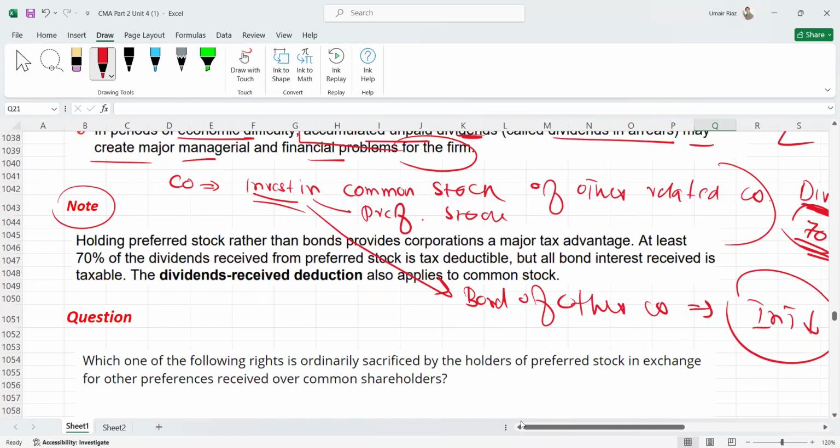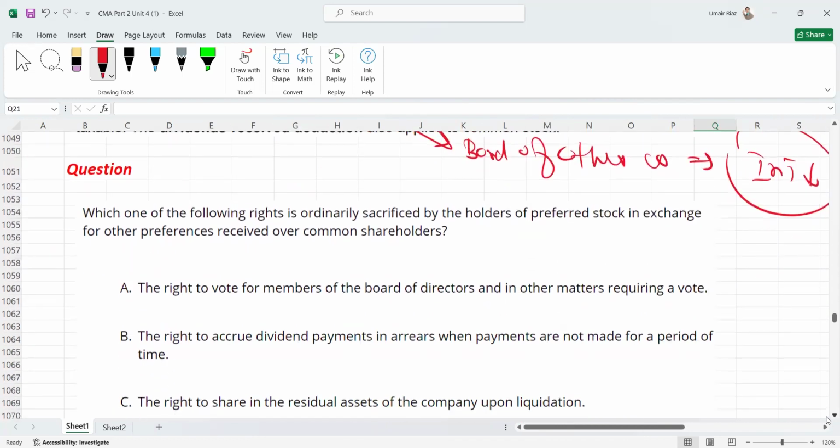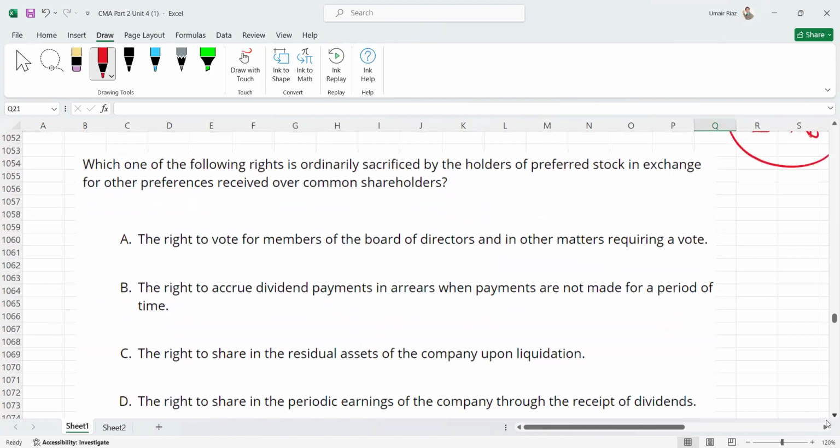Now guys, here we are discussing a couple of questions. So here we go. The first question is on your screen. And what is the question, guys? Please remember, they are asking which one of the following rights is ordinarily sacrificed by the holders of the preferred stock in exchange for other preferences received over the common stock.